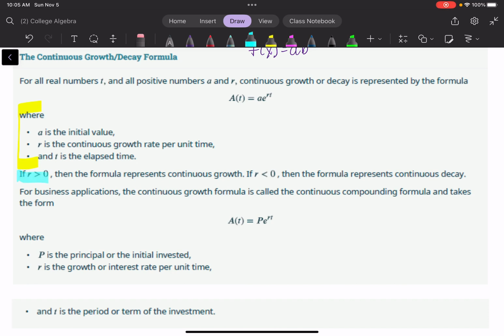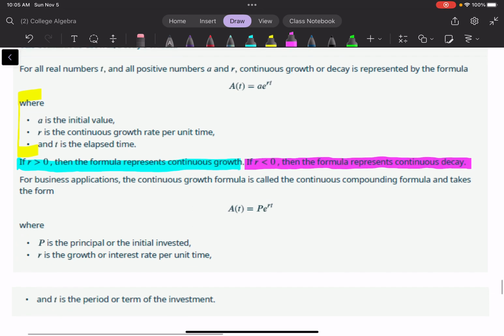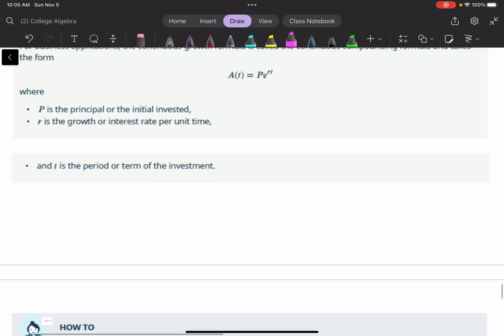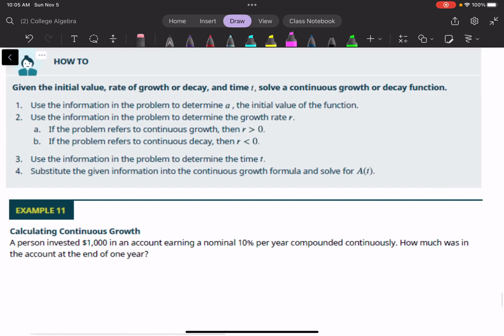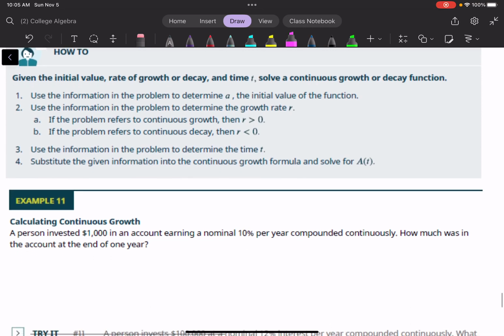If the r is greater than 0, then this is growth. And conversely, if r is less than 0, then it is continuous decay. Now, in specific business applications, we change that A to a P for the principal, which you should remember from just a minute ago. And then the parameters are similar. Here's your how-to box.